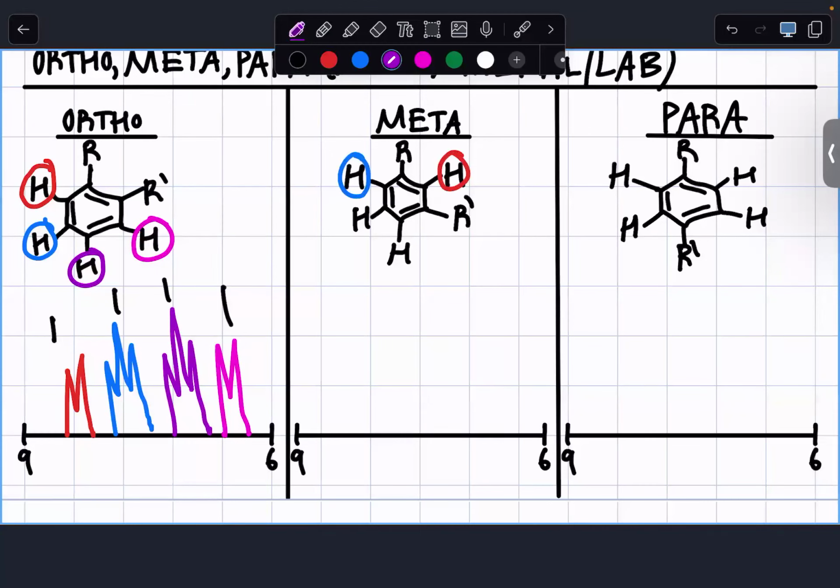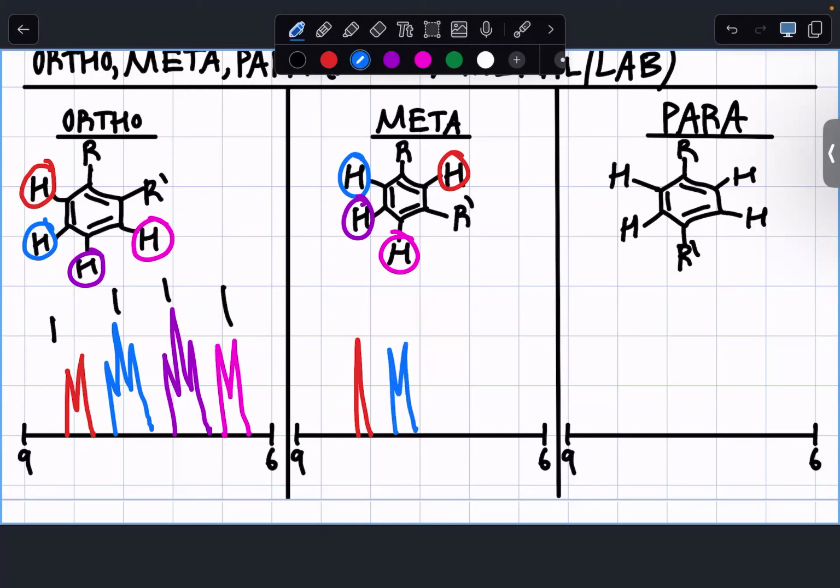all these hydrogens are also unique. There is no plane symmetry, so they are not going to be equal to each other. How many subpeaks should the red hydrogen have here? Yeah, 1, because there's 0 neighbors, and that's the distinguishing feature for meta. If you see a singlet on the 6 to 9 range, then it's most likely a meta benzene.